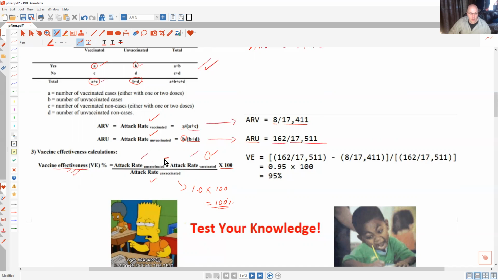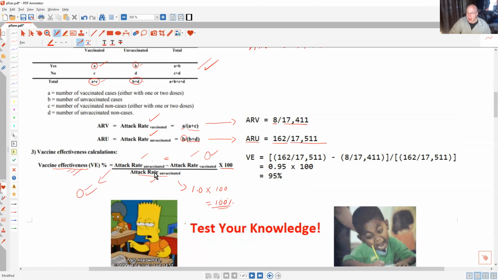Imagine that these two are equal for a minute. Attack rate unvaccinated is equal to attack rate for vaccinated. If that were the case, then the numerator is equal to 0. That whole numerator would equal 0 because these two rates would be the same. Well, if the two rates are the same, that would suggest that the vaccine is not having an effect, which is exactly what the formula would be reporting, because you'd have 0 divided by the attack rate for the unvaccinated, which would equal 0. So again, just kind of driving the formula to its extremes, we can appreciate what it's actually measuring.